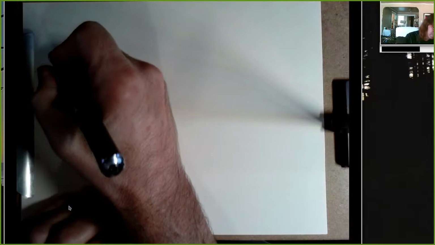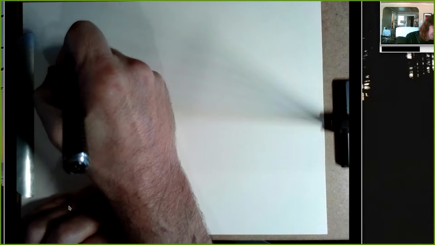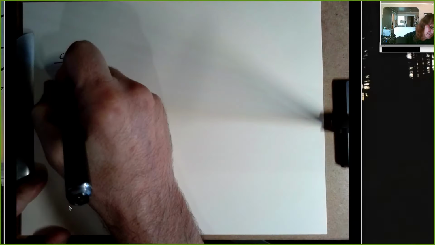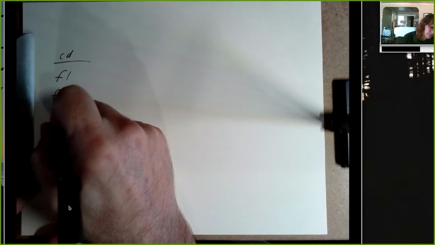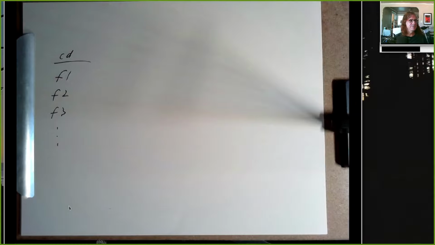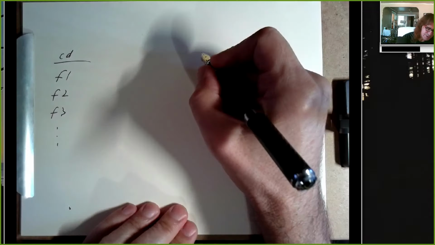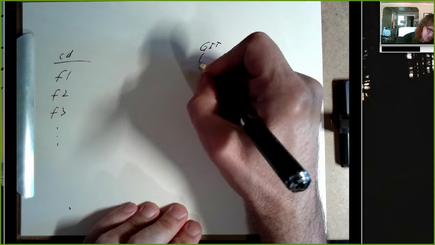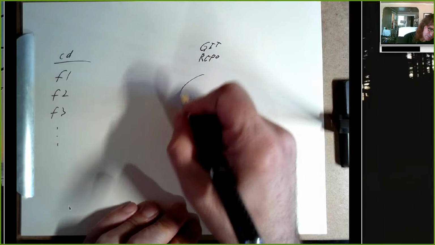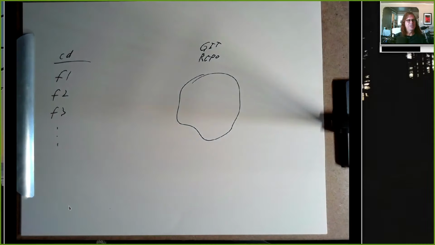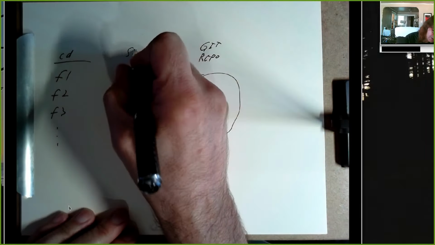All right, so here's what goes on with git. Here's my current directory. I have a bunch of files in here. Over here is my git repo, my repository. That's where all my stuff is going to get saved. In between those two, there's something called the staging area.